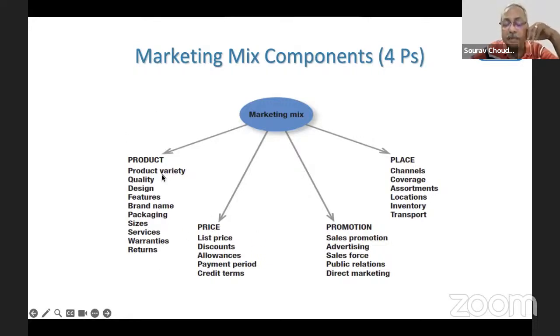Okay. Then comes the price. Once you have made the product, there should be a price. There are list price, discounted price, allowances, payment periods, and credit terms. All to do with the pricing.